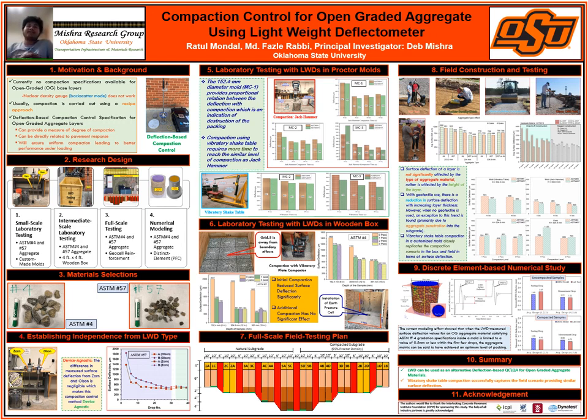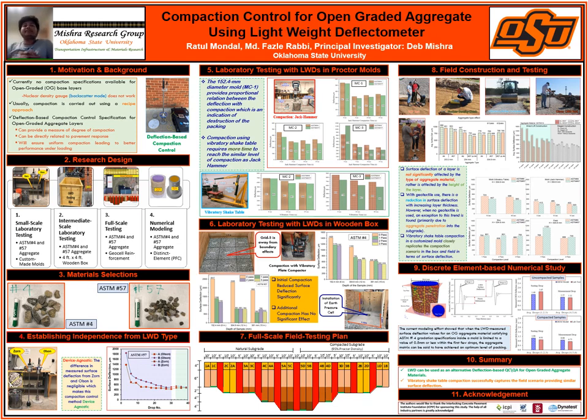In the second stage, testing in the box, we used pressure cells for measuring the pressures at different elevations. We also varied the thickness in the box. We used different compaction levels using a vibratory plate compactor.